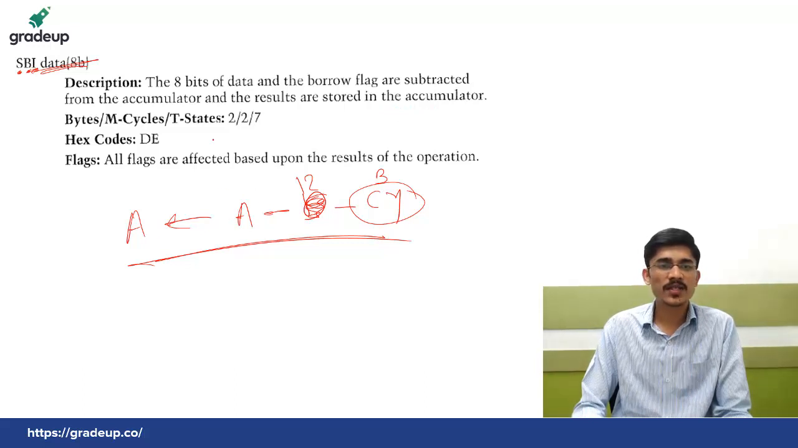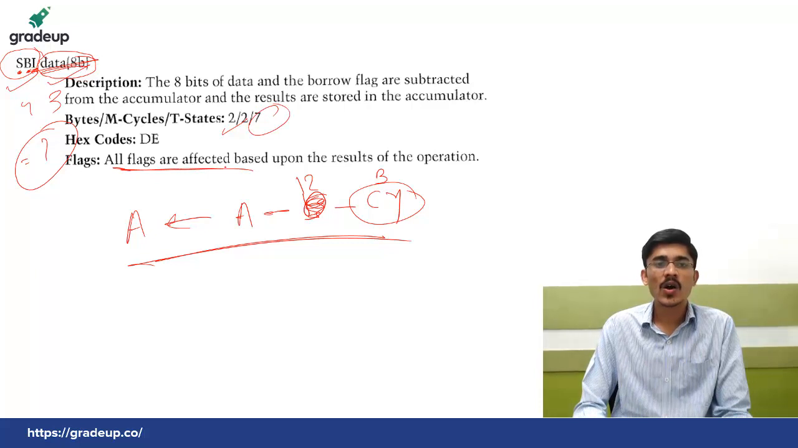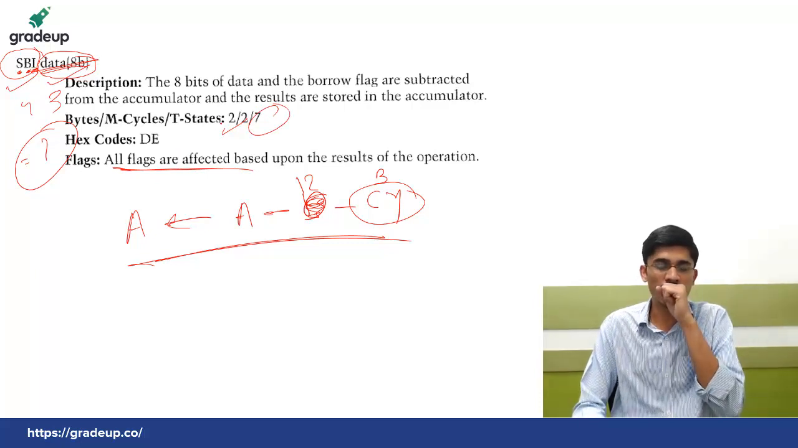So as with the previous instructions, it is a 2 byte instruction, because here it will require 1 byte, and this 1 byte and this data will require another byte. So it is a 2 byte instruction. Opcode fetch, memory read, so 4 plus 3 is 7. It requires 2 machine cycles, which requires 7 T states, and all the flags are affected depending upon the operation.